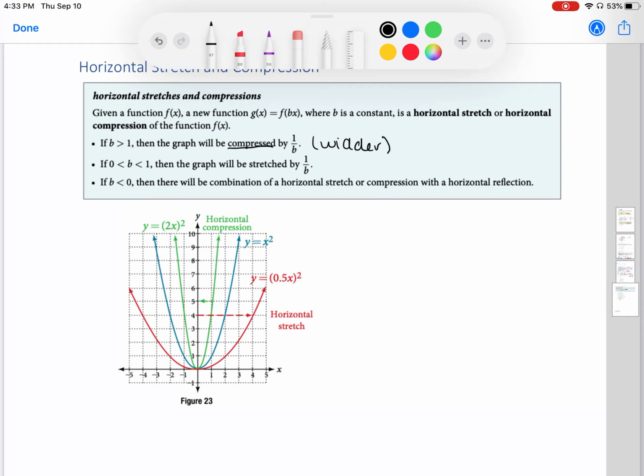And here we see some pictures. If we start off with x squared being our parent function, and I have 0.5x squared, this is a number that's between 0 and 1. That's a horizontal stretch, so it's made to look wider. So disregard my note above. And in the smaller one, we see 2x quantity squared. That's a horizontal compression. It makes it look thinner.